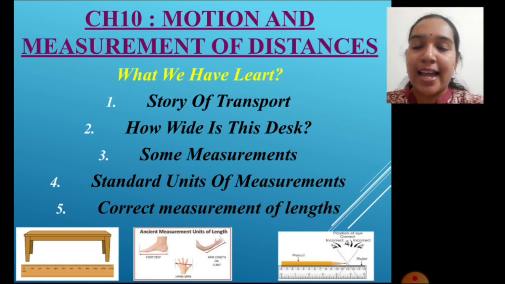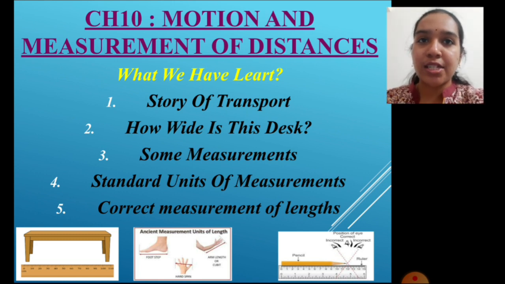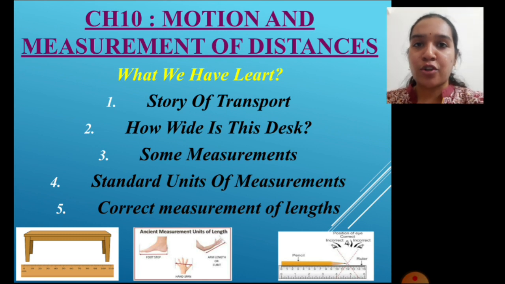Like in every class, let's recall what we have learned till now. We learned what is measurement, how it is applied for moving objects and for calculating distances. In this process, we learned the story of transport. We learned how to measure objects and distances by learning some activities. We have also learned some ancient measurements to the present day SI units. In the previous class, we have also learned certain rules for correct measurement of lengths.